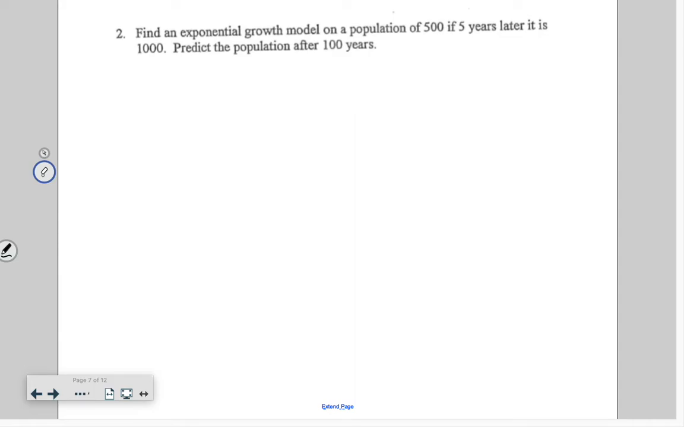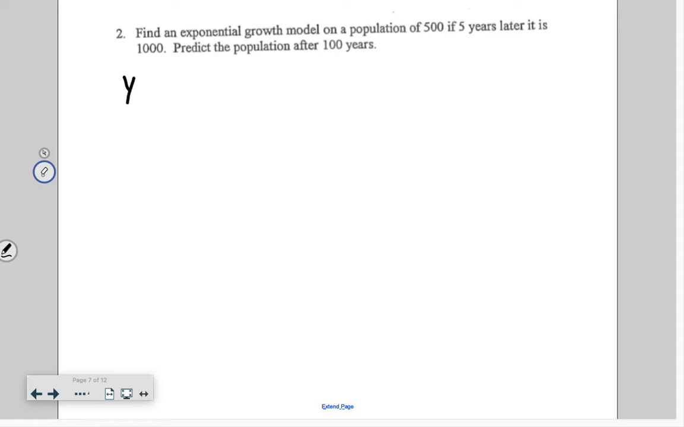Let's go to number 2 then. So now we've got a little bit more of a context. We've got exponential growth of a population of 500, and 5 years later it's at 1,000. Predict the population after 100 years. So in order to make that prediction, I want to try to come up with an equation. I'm going to show you 2 ways to do this. One, similar to what we just did, and then I'll show you a second way that actually turns out to be a little bit more accurate.